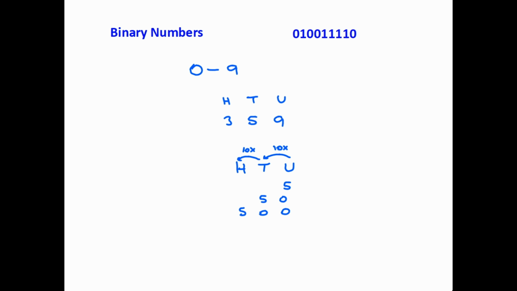Now let's compare this with the binary system. The binary system kind of works in the same way in that we are going to have columns of numbers, but in the binary system we only have 2 digits. We have the 0 and the 1. 2, 3, 4, 5 does not exist.